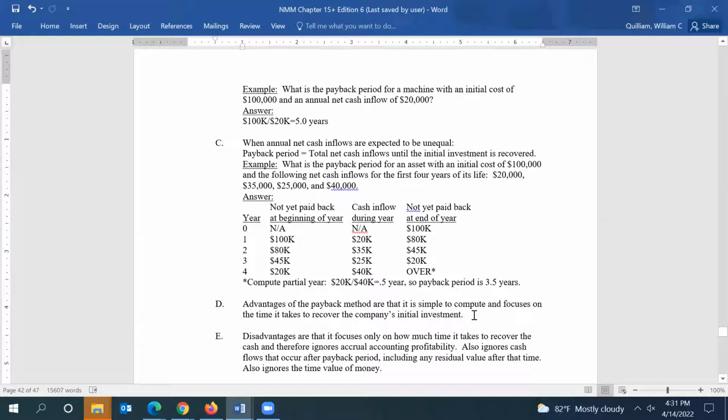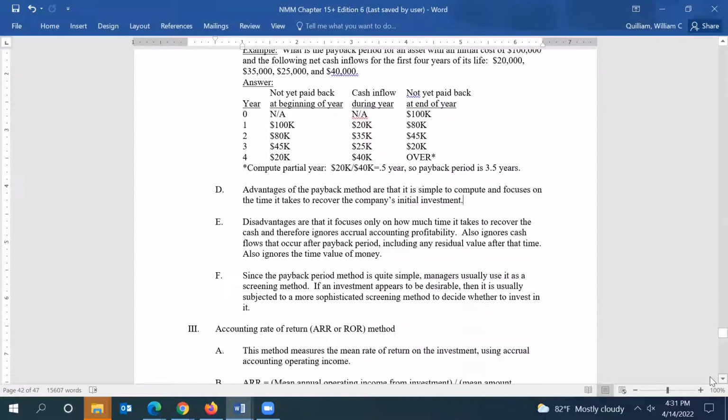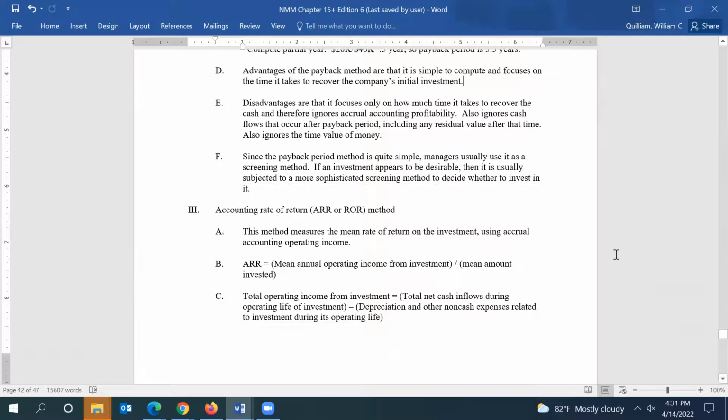Well, indeed, some advantages of the payback method are that it is simple to compute and it focuses on the time it takes to recover the company's initial investment. But the disadvantages are that it focuses only on how much time it takes to recover the cash and therefore ignores accrual accounting profitability. It also ignores cash flows that occur after the payback period, including any residual value after that time. So any residual value, once the asset's exhausted, we sell it and get something back. Salvage value, same thing. It also ignores time value of money.